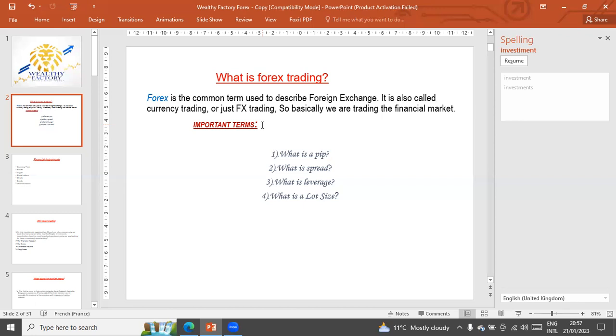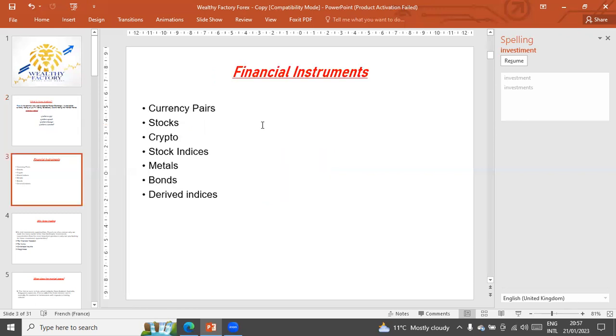The first one that I want you people to go and research about is what is a pip. The second one is what is spread. The third one is what is leverage. The fourth one is what is a lot size. These are very, very important things that you're going to be using in Forex, and you have to get familiar with them, right? So now let's move on to the next item, financial instruments.